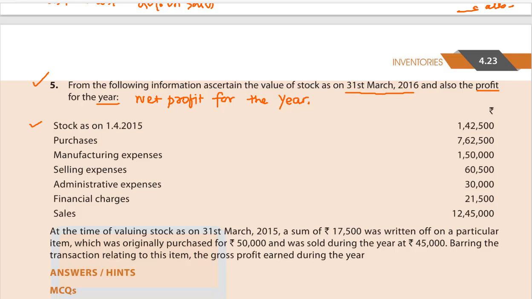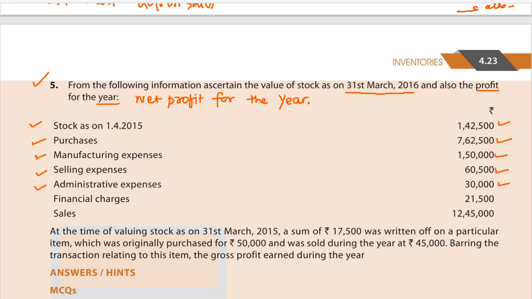The value of stock is given over here. That is, on 1st of April 2015, the value of stock is 1,42,500. Purchases is 7,62,500. Manufacturing expenses is given over here, which is 1,50,000. Selling expenses are given over here, which is 60,500. It's a part of the income statement.